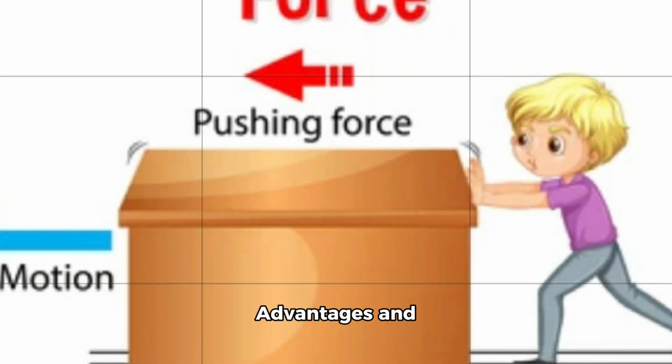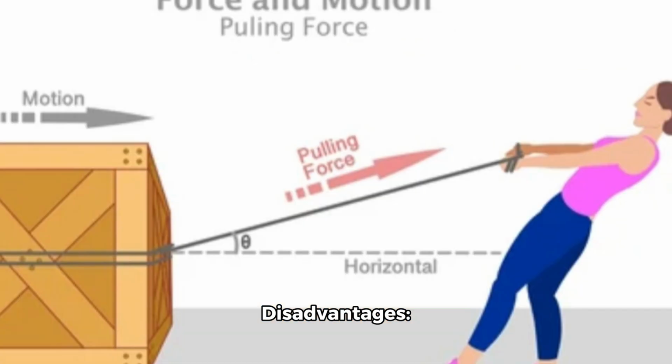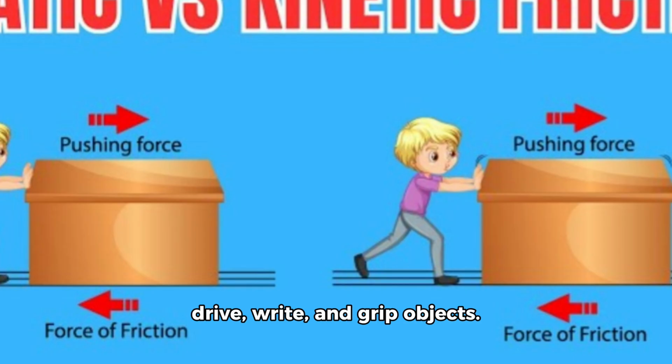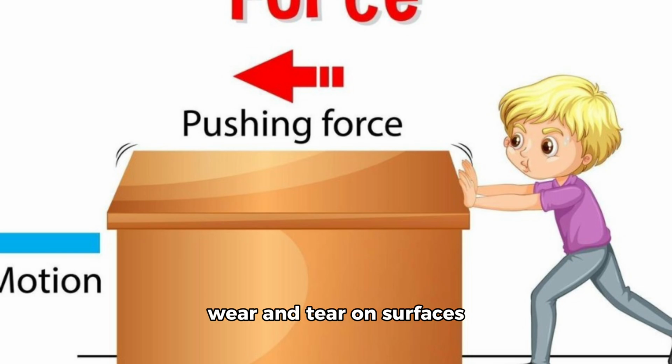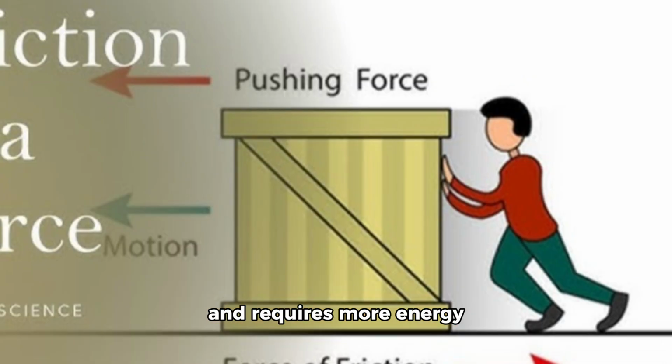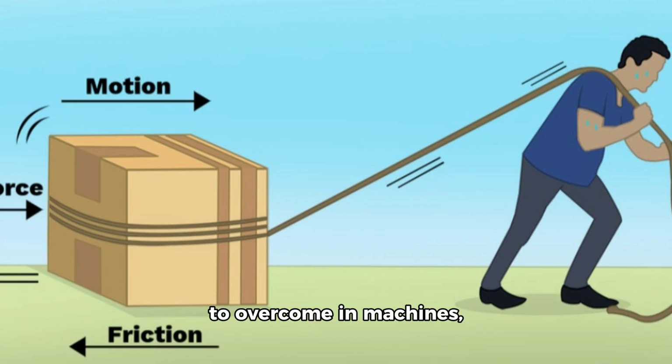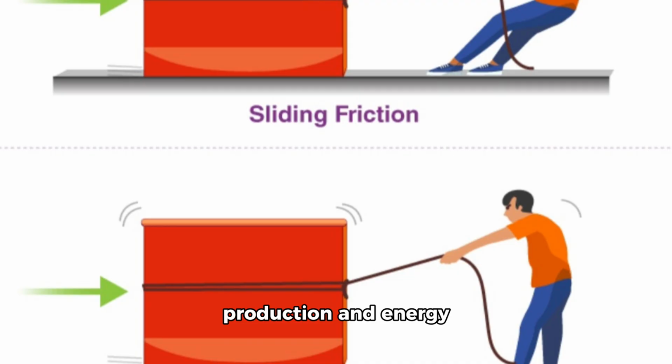3. Advantages and disadvantages. Advantages: friction allows us to walk, drive, write, and grip objects. Disadvantages: it causes wear and tear on surfaces and requires more energy to overcome in machines, often leading to heat production and energy loss.